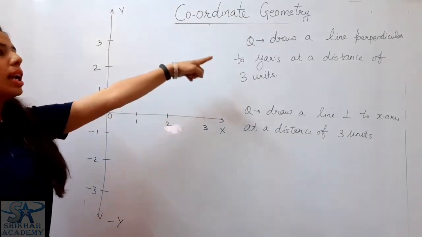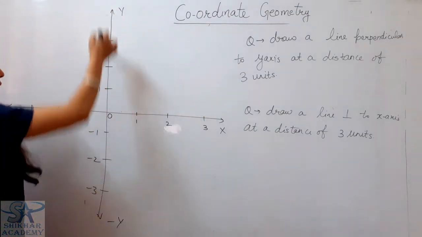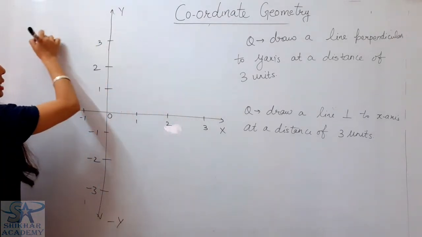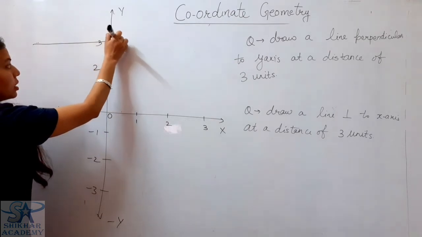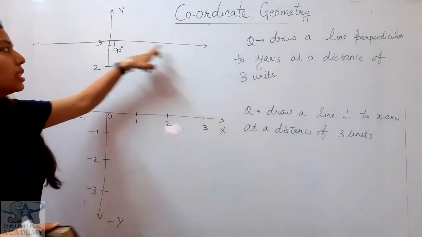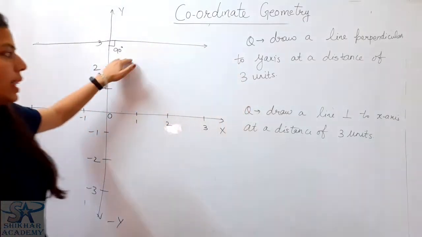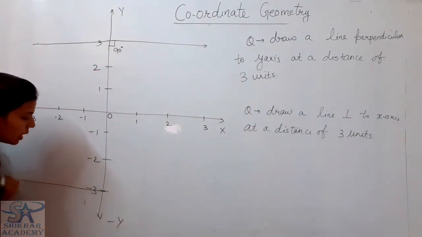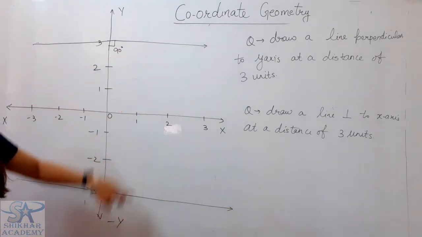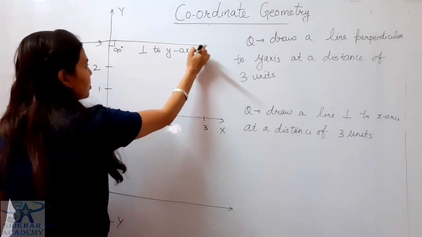Now if the question is to draw a line perpendicular to the y-axis at a distance of 3 units. अब जो लाइन y के पैरेलल आएगी वो कुछ इस तरह से आएगी, परपेंडिकुलर आएगी, 3 यूनिट. This is 3 units. This is perpendicular. See, this is making an angle of 90 degrees. So this line is perpendicular to the y-axis. The line which is perpendicular to the y-axis will pass through the y-axis only, but it may exist over here also. Right? So this is perpendicular to the y-axis.